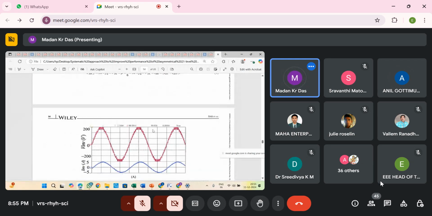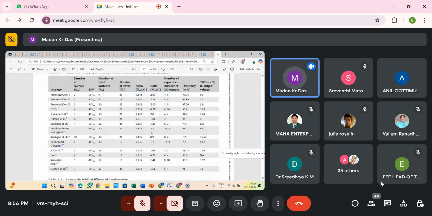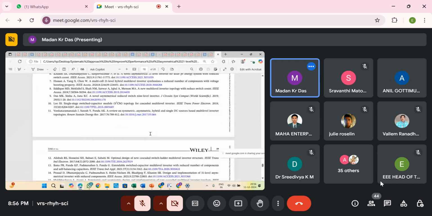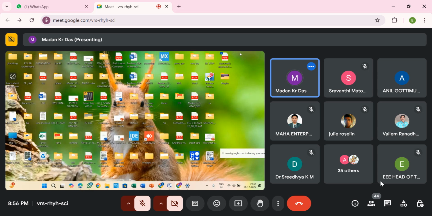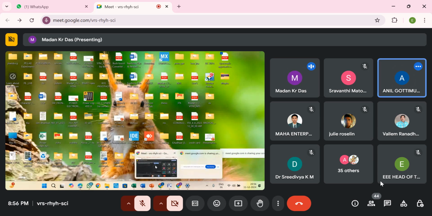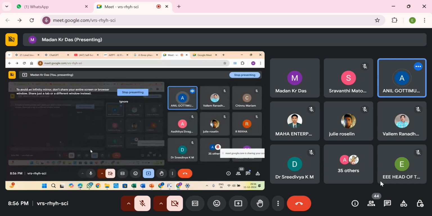So this paper will be published by Wiley, and these are the comparison tables. Thank you, sir. Now, Anil sir, we have proposed more inverters. Thank you, sir.